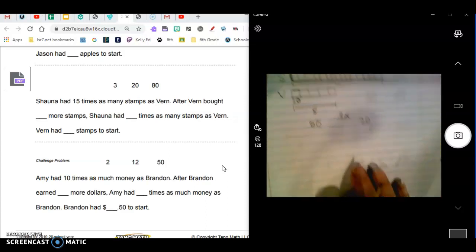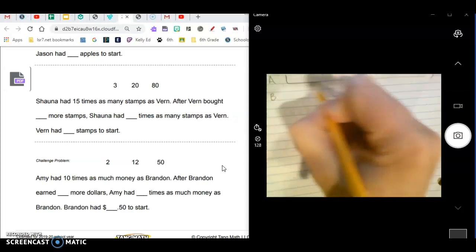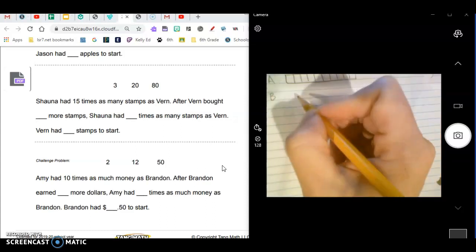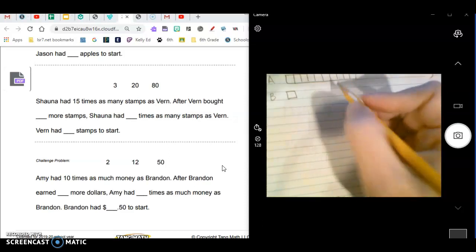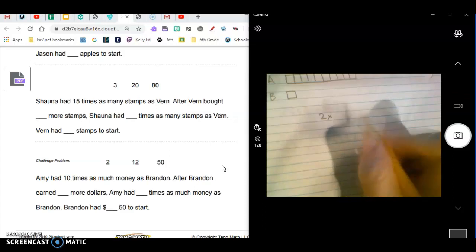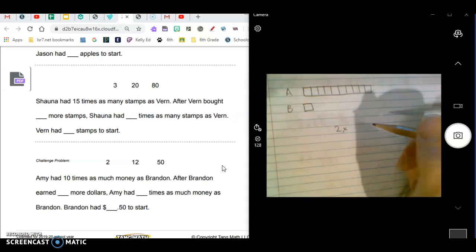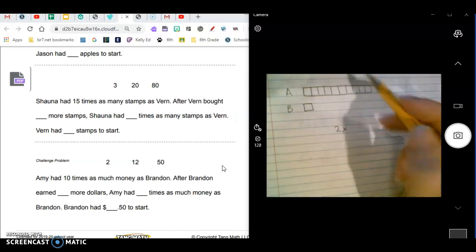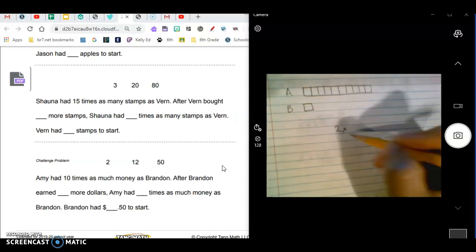Let's see if it works on the next one. Amy had 10 times as much money as Brandon. So here's Amy, here's Brandon. Amy has 10. 1, 2, 3, 4, 5, 6, 7, 8, 9. Brandon has 1. So we know that Amy needs 2 times as many because, again, it's not going to be 12 or 50. Hopefully you understand that part. That should be pretty simple to figure out. So I'm looking at 12 and 50. Oh, and it's Brandon had blank 50 to start. So it's either 12.50 to start or 50.50 to start. So we know it needs to be 2 times as many.